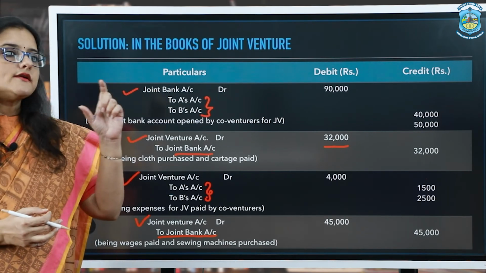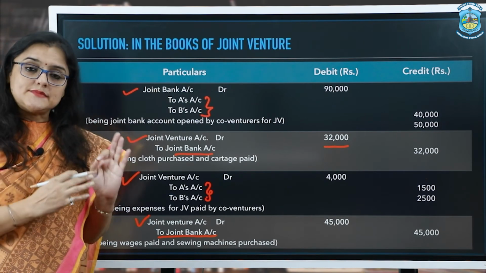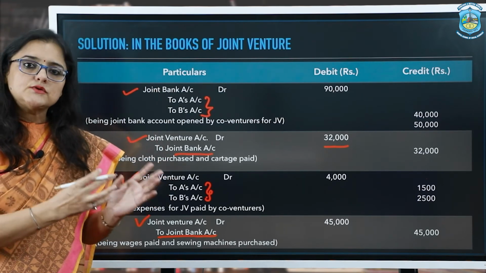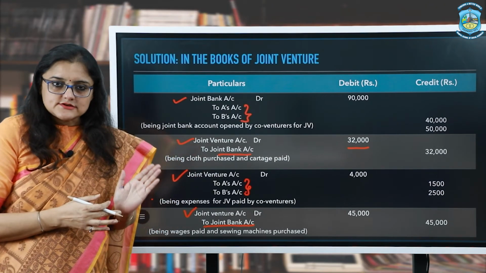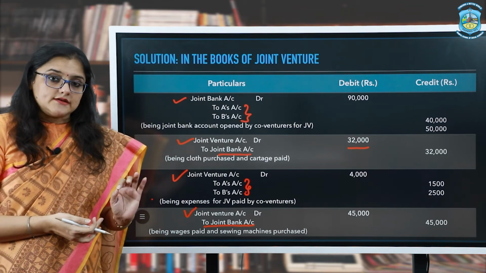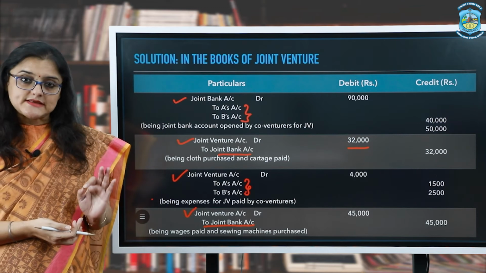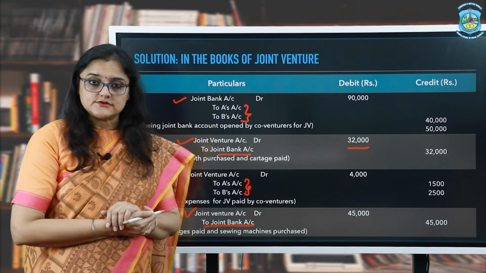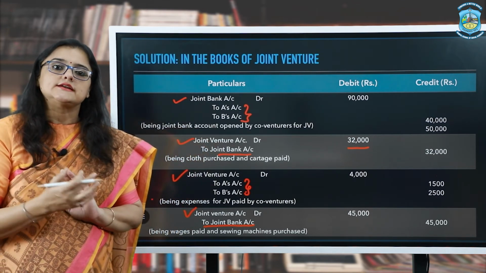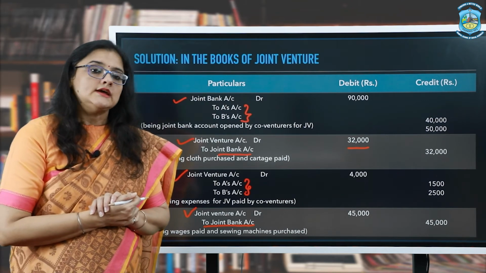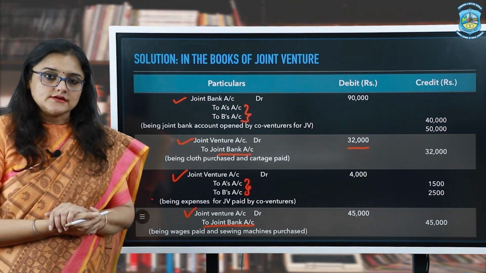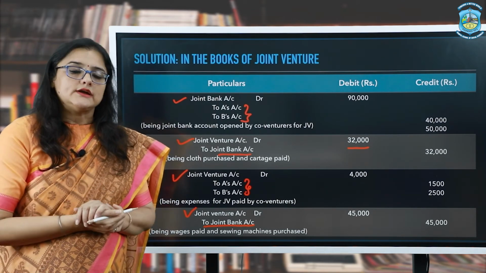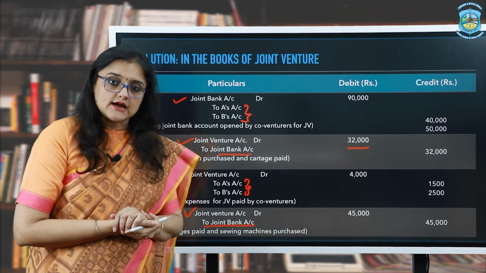Is it clear? So we are recording joint venture account on the debit side for all the expenses, either paid from the bank or contributed by the partners. To sum up the transactions up to here, we are debiting the joint venture account for all the expenses and costs. We have purchased the material and paid the cartage, so we have debited the joint venture account. And since the payment is made, we have credited the joint bank account. Then there are some expenses which are met by the partners, so we have debited the joint venture again for the respective expenditure and credited the partners' or co-venturers' accounts.